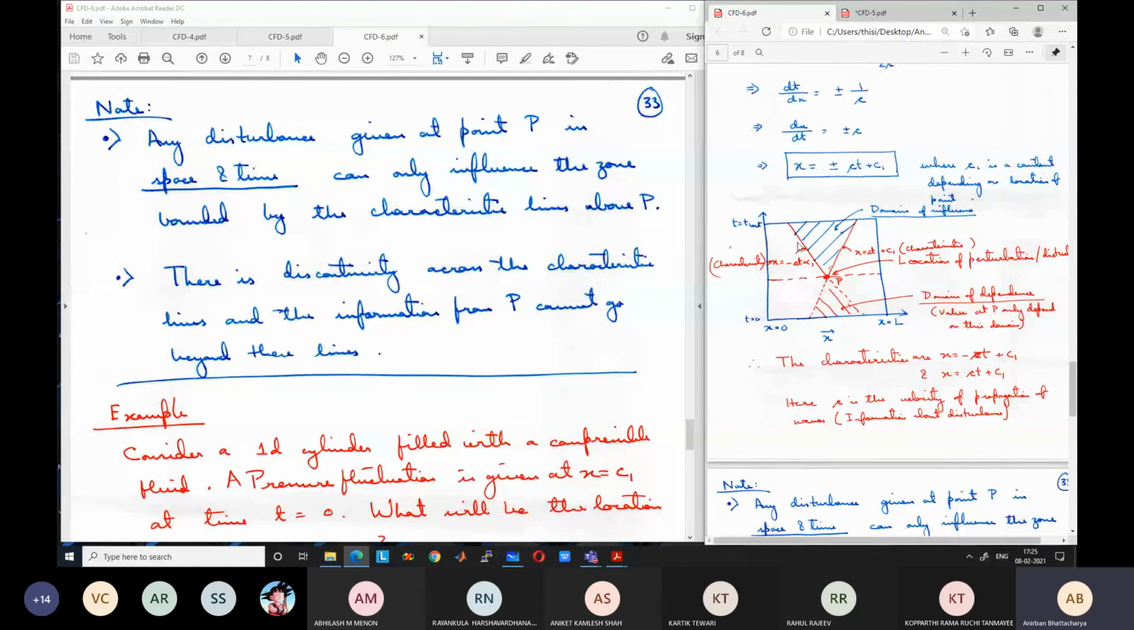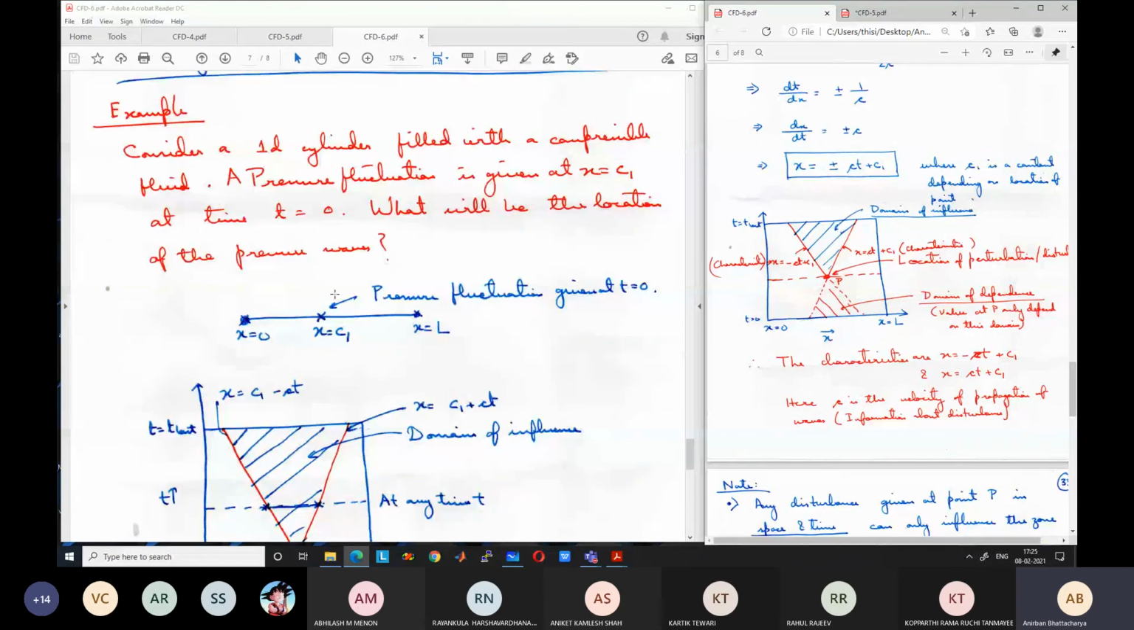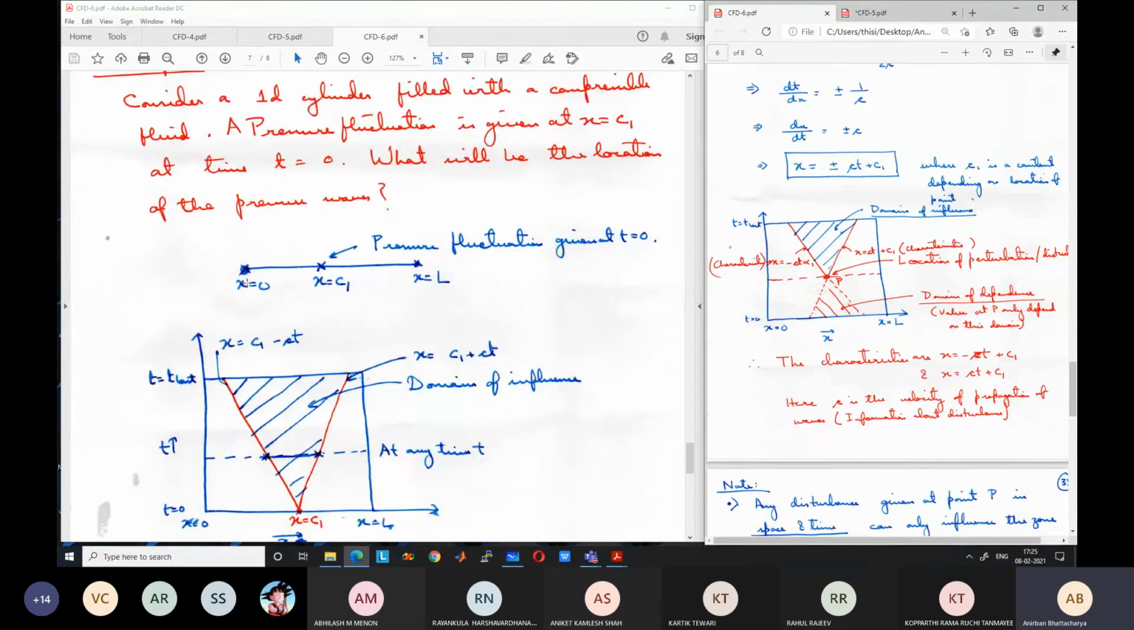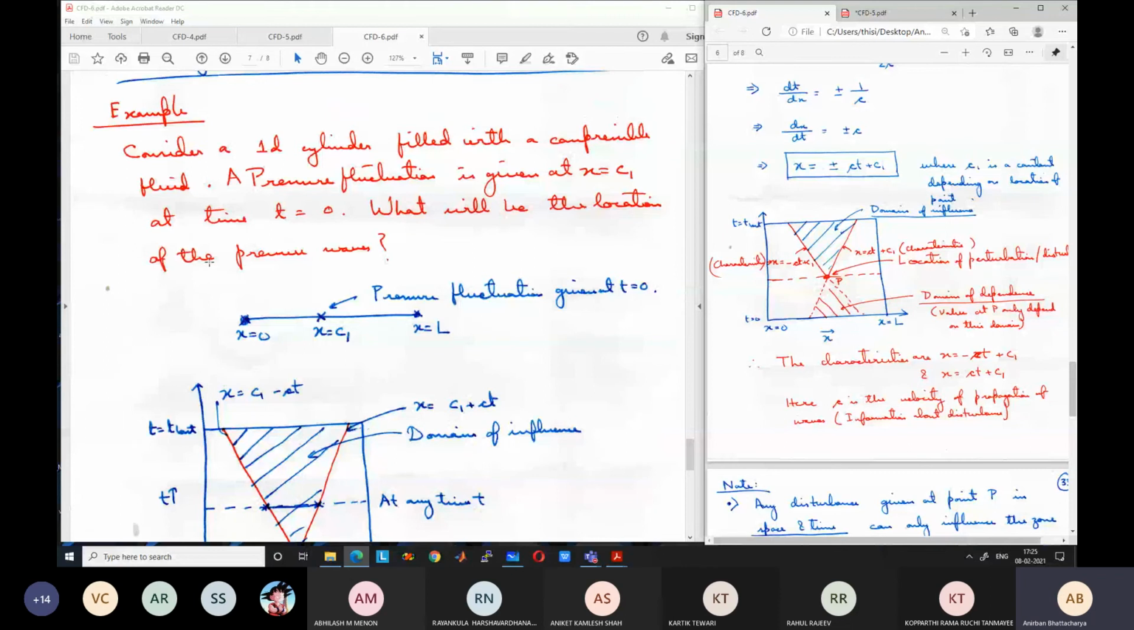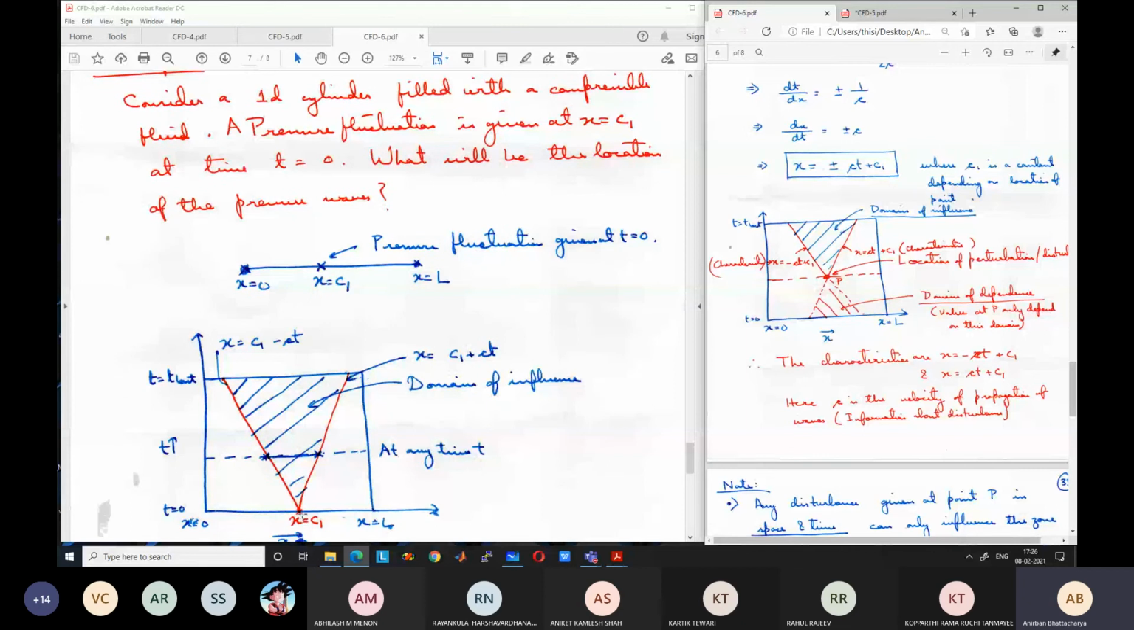Just again to reinforce what we have discussed, I will state this again. Consider a 1D cylinder filled with a compressible fluid. A pressure fluctuation is given at x equal to C1, at time t equal to 0. What will be the location of the pressure wave? There is a cylinder filled with fluid. We are given a pressure fluctuation at x equal to C1. What is the location of the pressure wave?